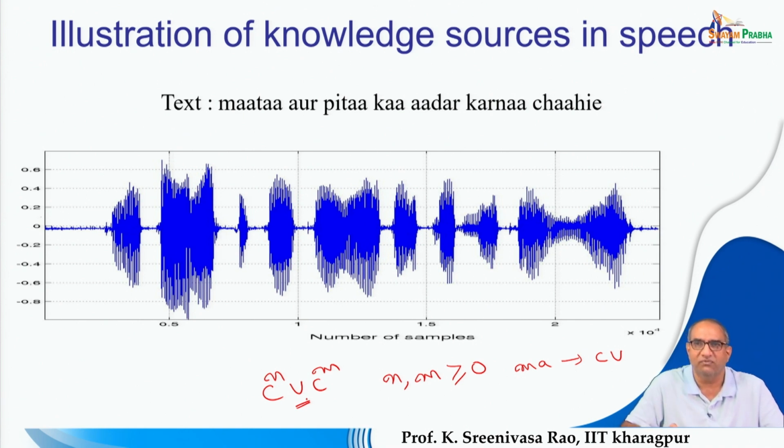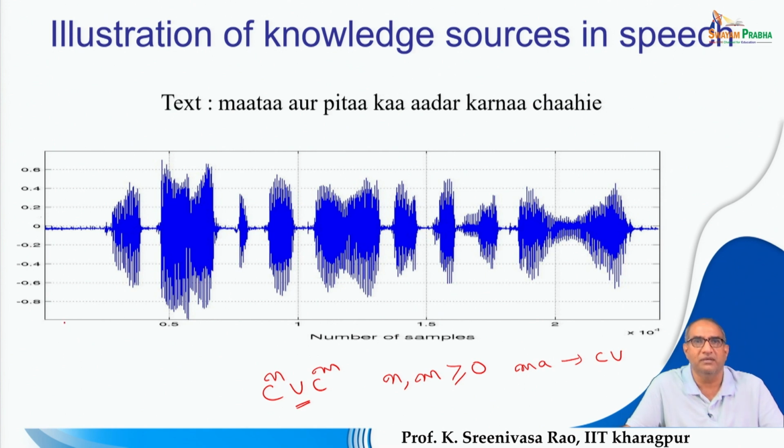The characteristics of phones depend very much on the context, the adjacent phones. Compared to phones, the characteristics of syllables are somewhat more stable. And in the Indian context, our alphabets, the written font, are close to the syllable, mostly syllable.